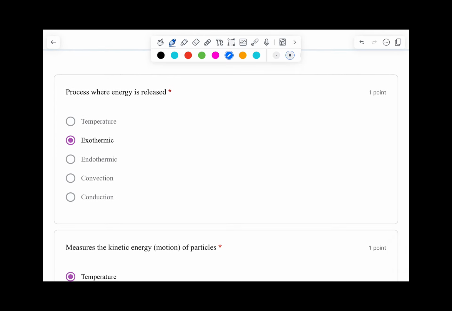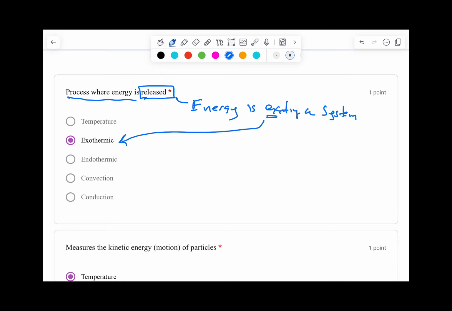Next question, the process where energy is released. Okay, again, if it's released, it means energy is exiting a system. So again, you guys, if it's exiting a system, there's that prefix, that's going to be exothermic.